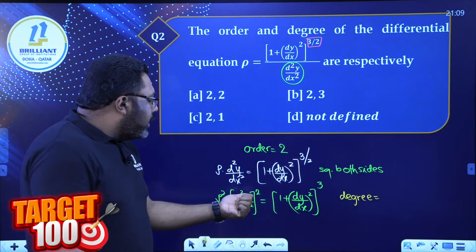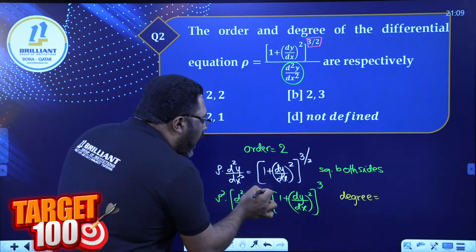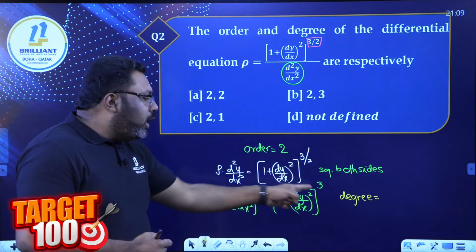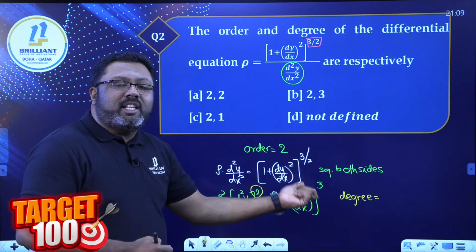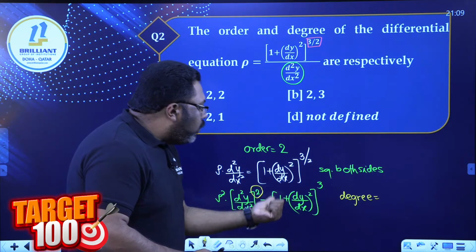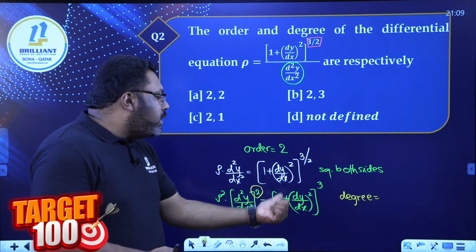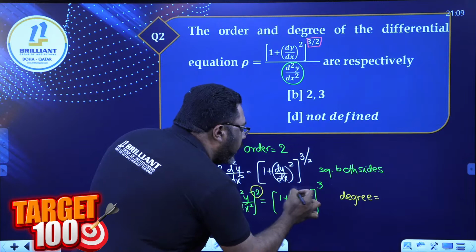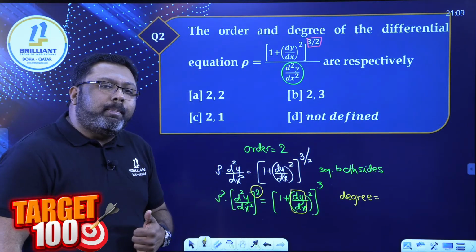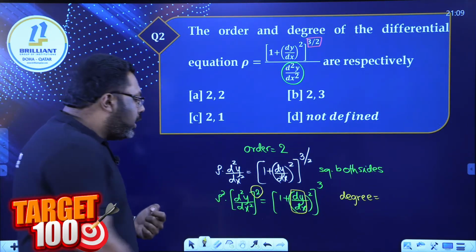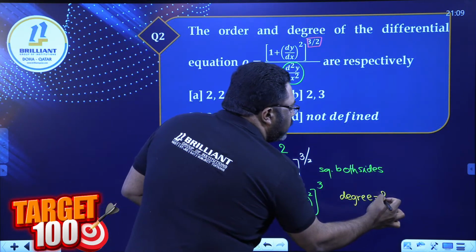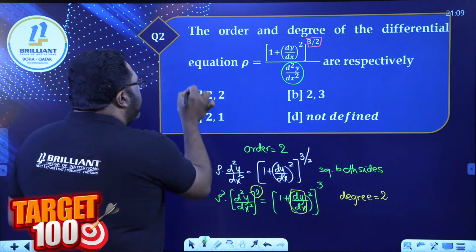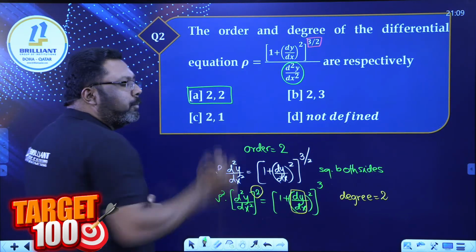Now all of you can see that the power of the highest derivative is 2. Don't say 3. It's not 3 because 3 is with respect to the expression 1 plus dy by dx the whole squared raised to 3. This is only first order. Degree is always the power of the highest order, which is 2 this time. So it's 2 and 2. So my option is order 2, degree 2, option A.